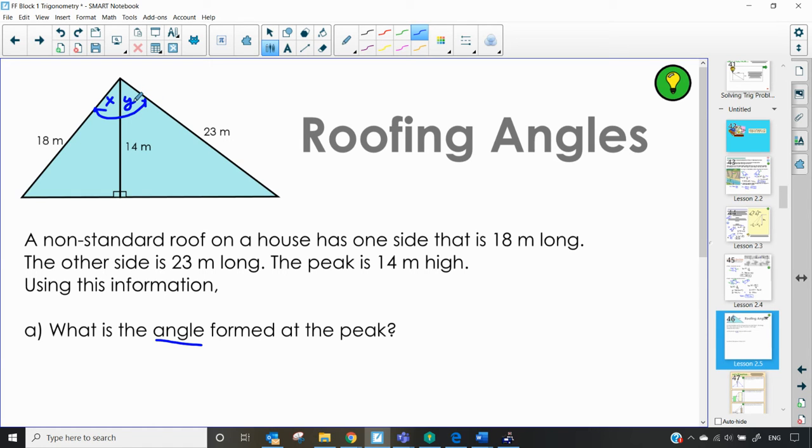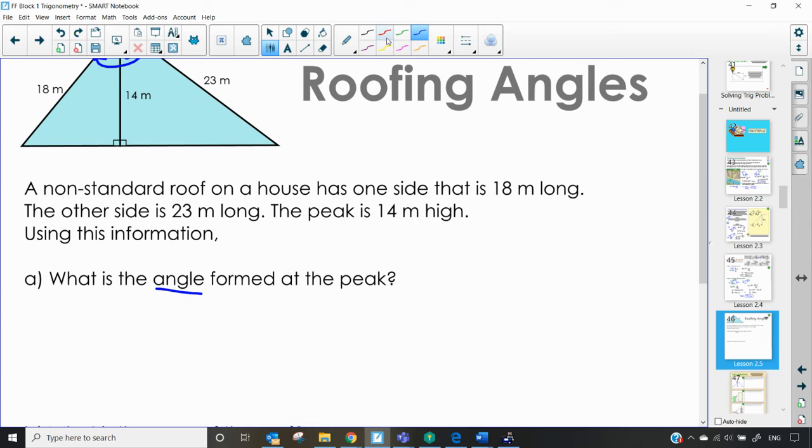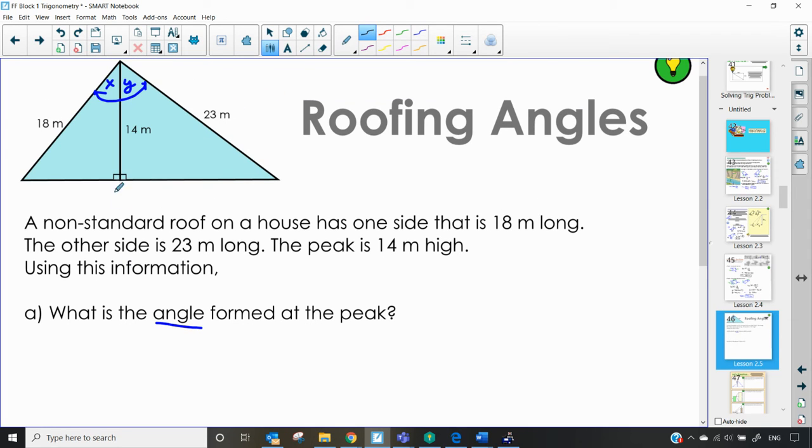Now, next year when you guys get into Math 20, this is a non-right triangle, and non-right triangles you will learn how to solve next year using the sine law and the cosine law, but this year we're doing everything with SOHCAHTOA. All right, so first we have to find out the x angle. So on my diagram up here, I can label my opposite and adjacent. So I have my x angle here, and so this side would be adjacent, and 18 would be hypotenuse. For the y angle, 14 is still going to be adjacent, and 23 is going to be hypotenuse.